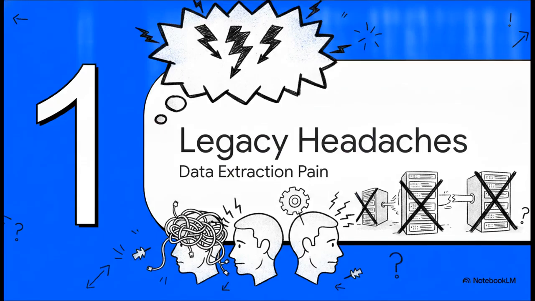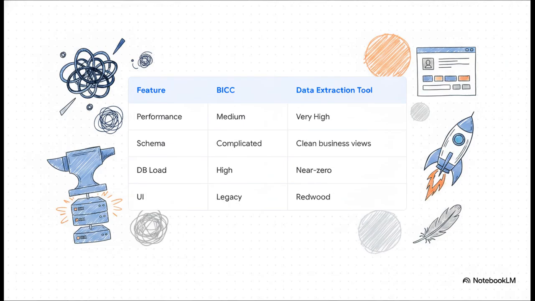Starting with Section 1, Legacy Headaches and Data Extraction Pain. If you've spent any time at all building extraction pipelines with BI Cloud Connector or BICC, you know the drill. It's reliable, sure, but you're wrestling with a legacy UI, relying on incredibly complicated views and putting a heavily high load on your app's database. But the new data extraction tool, it's a total game changer. It shifts over to a sleek Redwood UI, utilizes perfectly clean business object views, and boasts very high performance. And the absolute best part? It places a near-zero load on the app's database.